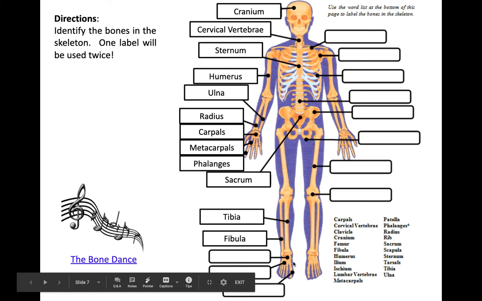Then you have the small bones in your foot. Those are called tarsals. And then the bones that are kind of like stretching out from those are the metatarsals. And then finally, your toes are also called phalanges. So your fingers and toes are both called phalanges.